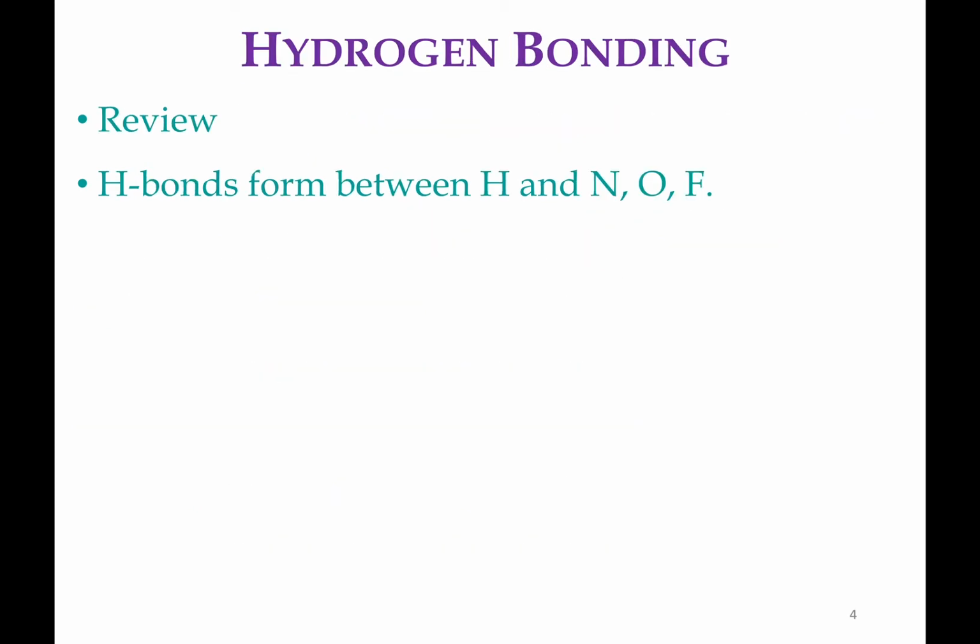So hydrogen bonds, remember hydrogen bonds way back when? Well, we reviewed them, but we'll review them again real quick. Hydrogen bonds form between hydrogen directly bonded to nitrogen, hydrogen directly bonded to oxygen, or hydrogen directly bonded to fluorine.